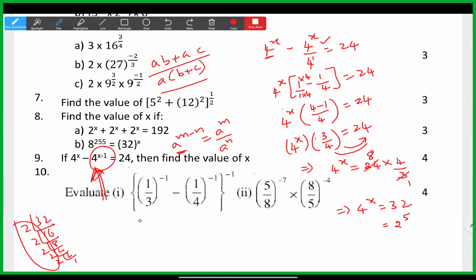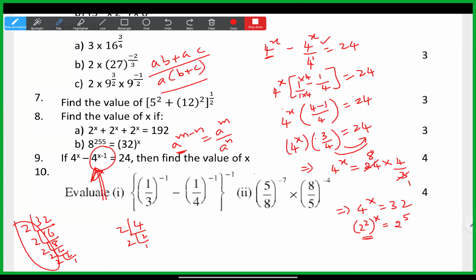4 is 2 square. The prime factorization of 4 is 2 2s are 4, 2 1s are 2. So this is 2 square. What I did is, in the place of 4 I wrote 2 square, power x like that only, and 32 I wrote as 2 power 5. Now, can you tell which law we can apply for this? Yesterday we already learned. 2 powers are there. Can you tell which law?